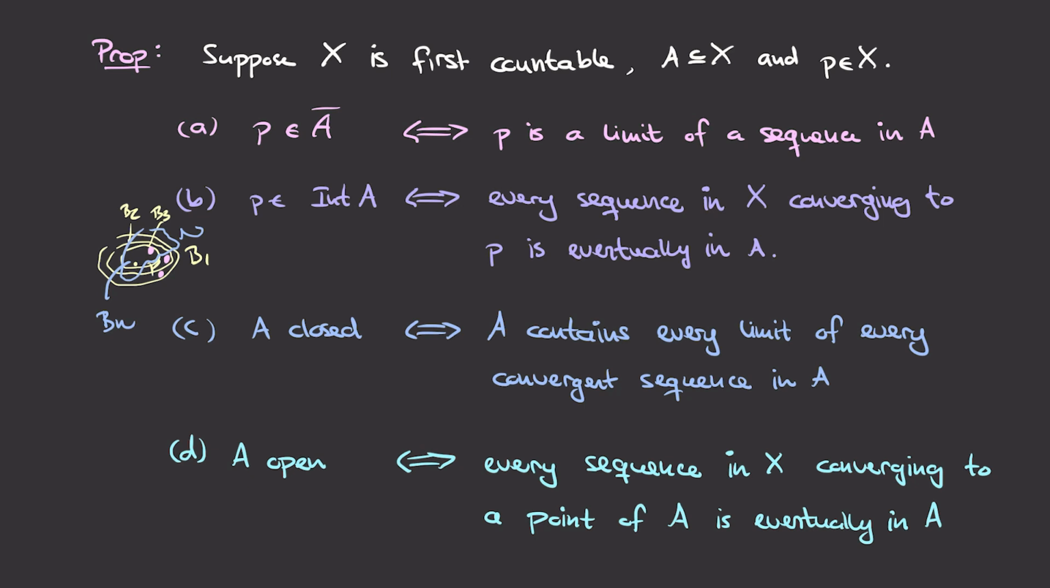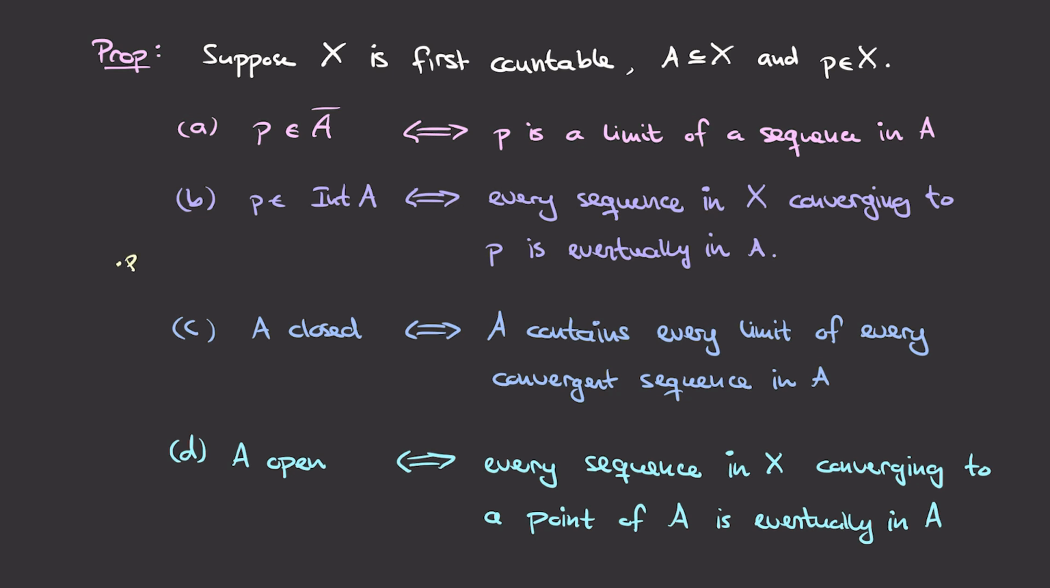This shows that the sequence that we got by intersecting each of these neighborhood basis elements Bi with the set A converges to the point P. So that's one direction of implication.